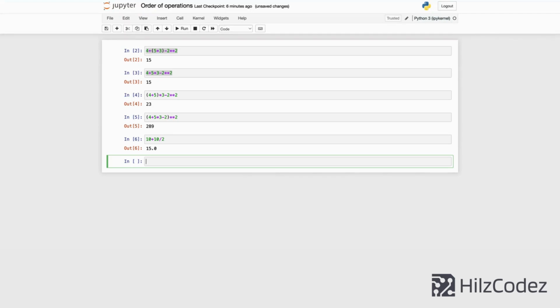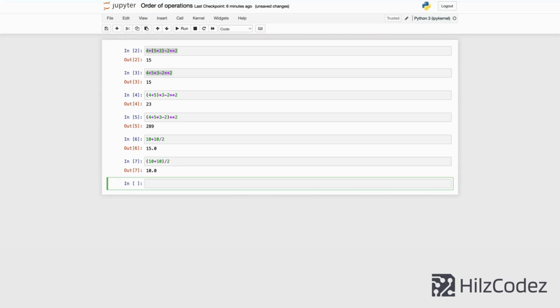But what if we wanted to divide the product of 10 plus 10 by 2? Well, that's where brackets come in again. Let's try 10 plus 10 within brackets divided by 2. So the 10 plus 10 will be calculated first, as they are in brackets, which is 20. Then we'll divide that by 2, giving the result of 10, again demonstrating the importance of brackets.